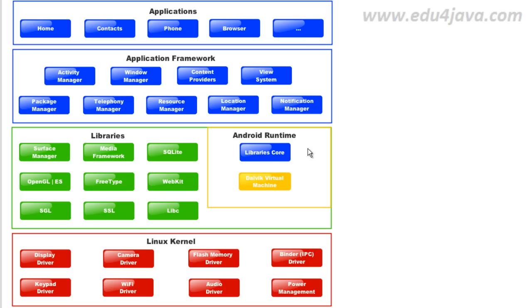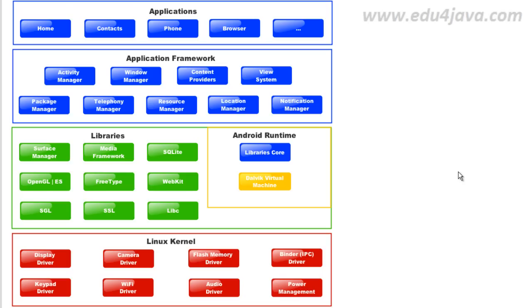As you can see at the bottom here, there is a layer that is a Linux kernel. Why Linux? Because it's good, it's right, and it's cheap. It's free. Really, it's a modified version of Linux 2.6. And this Linux is going to be the hardware abstraction layer.